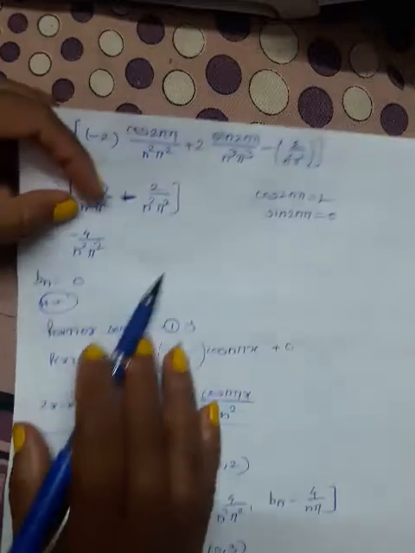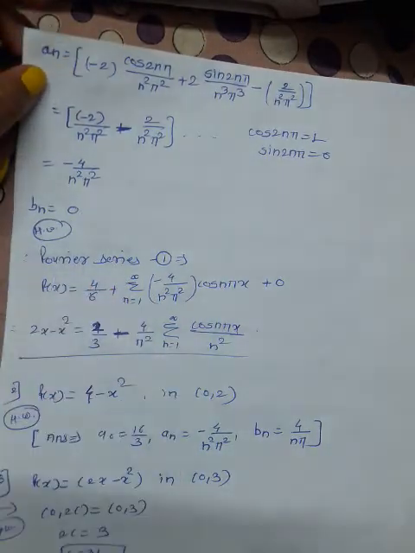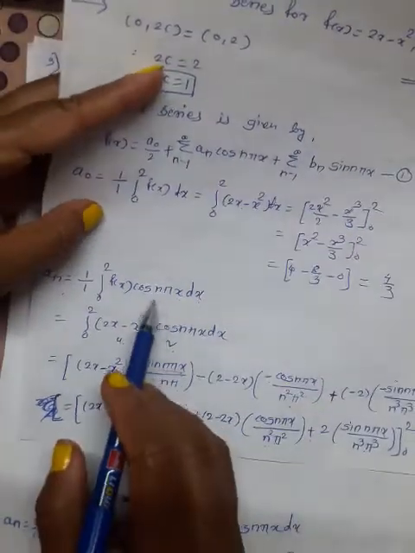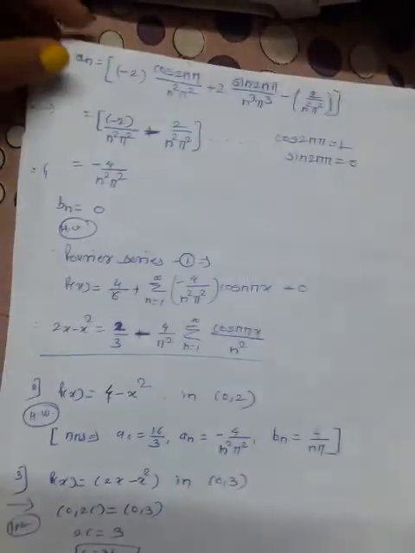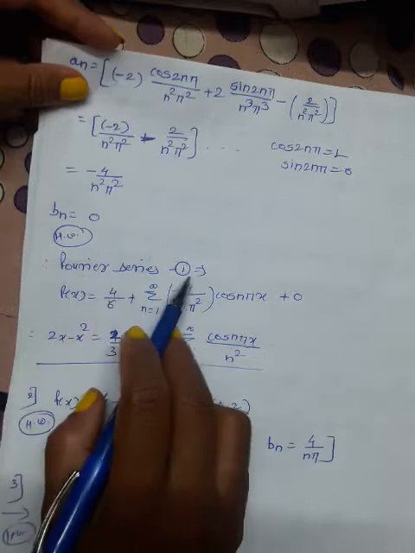Now b_n, calculate b_n the same way, this is homework for you. b_n is 0. What is the difference between a_n and b_n? For b_n, just replace cos by sin only. Okay, you will get the answer. This is homework, which is 0. Therefore put these values in the Fourier series 1.